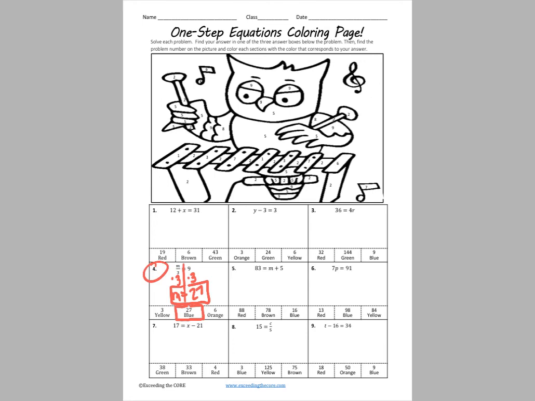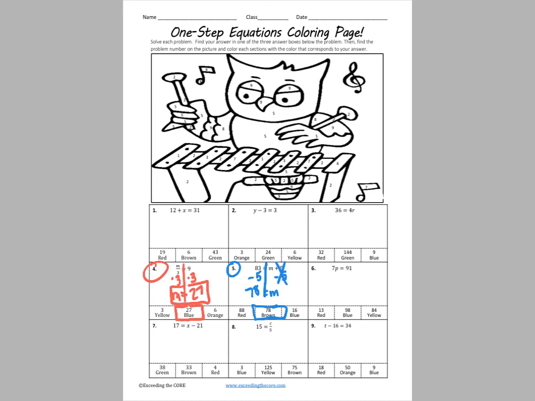Let's do number 5. So I have an addition problem. I'm going to subtract 5 to cancel those out. I'm going to subtract 5 over here, and I'm left with m. So 83 minus 5 is 78. So I have these shaded in here. I'm going to color those in blue. Does anybody see a 78? No, me either. So we're not going to use that. Then you're going to go to the next one.